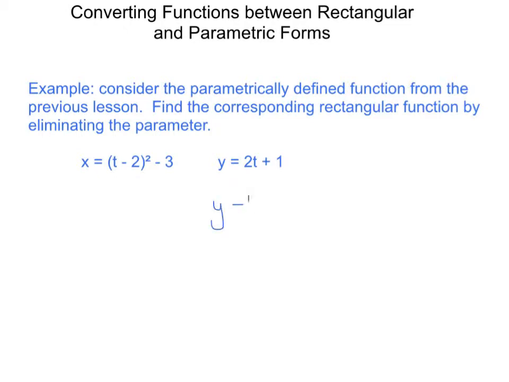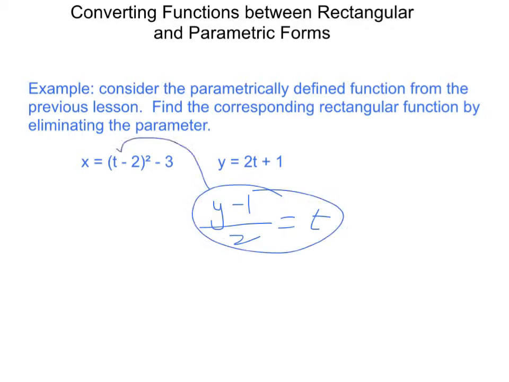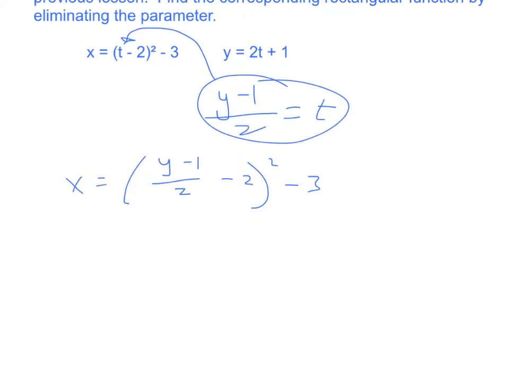I'll basically end up with (y minus 1) over 2 is equal to t. This is what I'm going to substitute into this other function expression. Doing this will get me x equals ((y minus 1) over 2 minus 2) squared minus 3. And I don't know that it's necessary, but it's worth thinking about how we could simplify this a little bit.